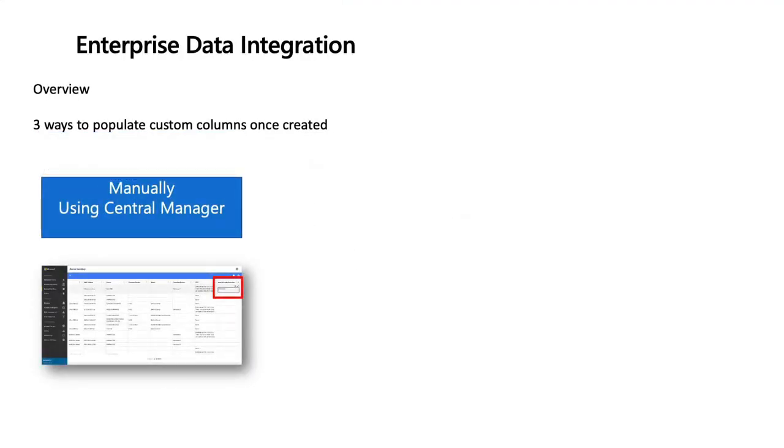There are three ways to populate your custom columns once you have them created. The first way we'll look at is doing this manually. This is pretty much what you would imagine. You go into each cell and you add your data into your custom column. And this will be done within the central manager itself.